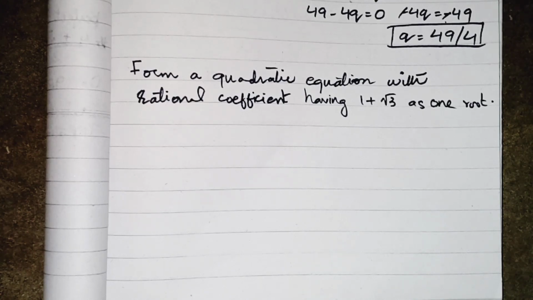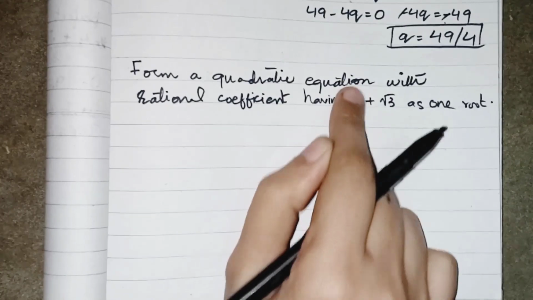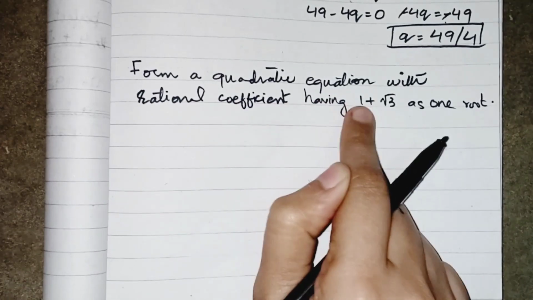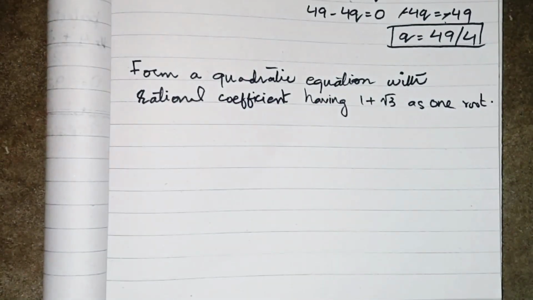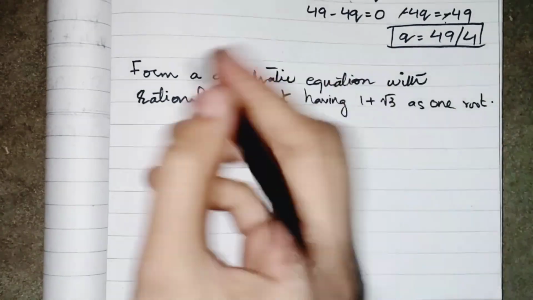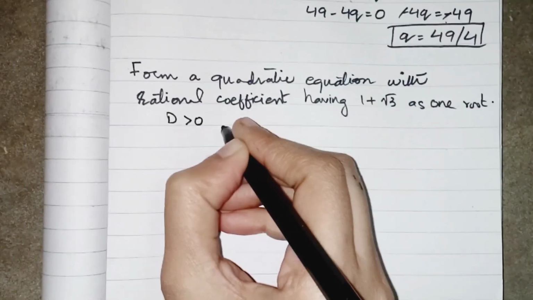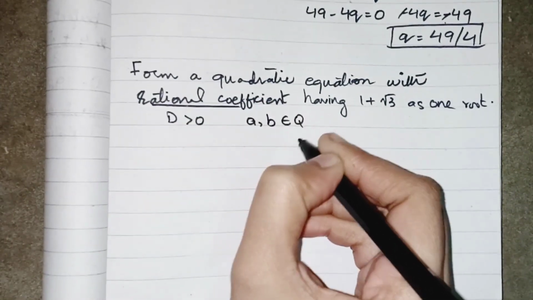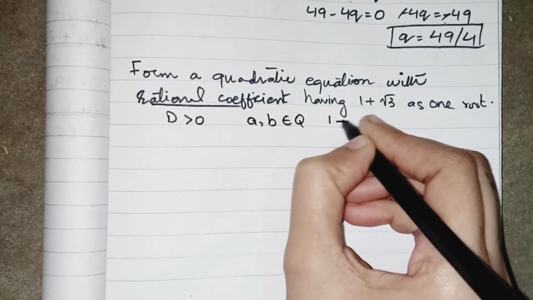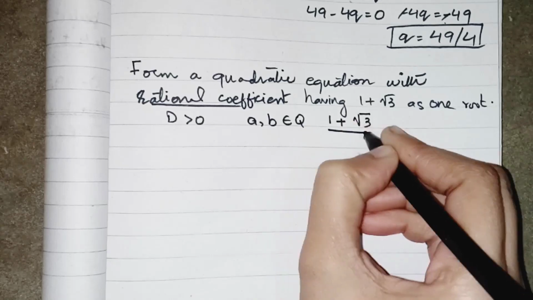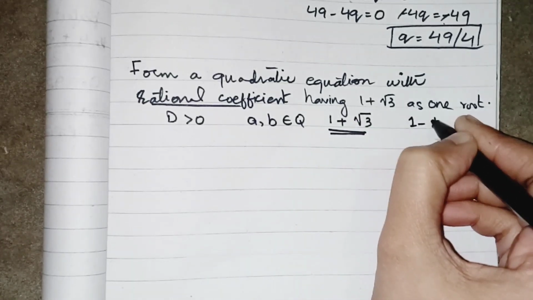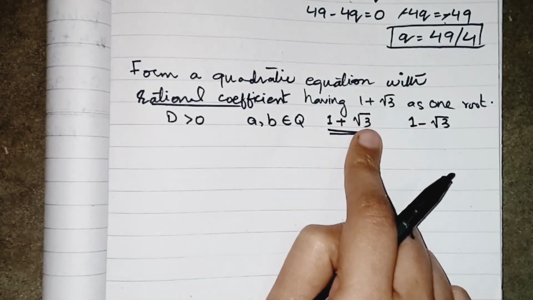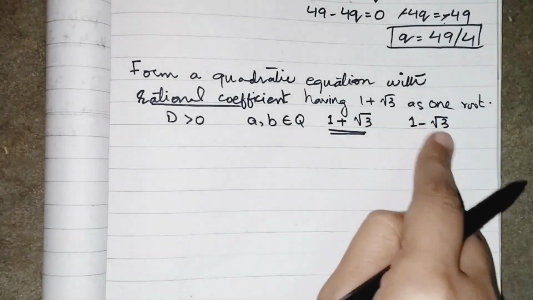Now in this question, what are they asking? Form a quadratic equation, which means we have to write a quadratic equation with rational coefficients having 1 plus root 3 as one root. According to this condition, we learned that when D is greater than 0 and the coefficients are rational, which means a and b belong to rational numbers, then the other root should be its conjugate. If this one is my one root, the other root should be this one because of the conjugate. We learned that if one root is irrational, the other root will be its irrational conjugate.